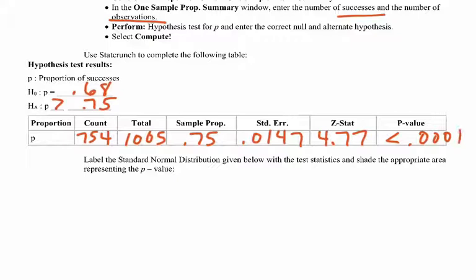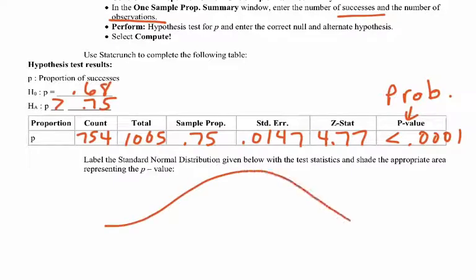The p-value, remember, is the probability of getting a sample as extreme as 75% or more extreme. So in my picture, it would look like this, and this is the same picture I had on the previous page, but it's a good picture for you to think about. If we do it in terms of z-scores, 0 would go in the middle. So where would 4.77 go? That would be way out here in the tail.